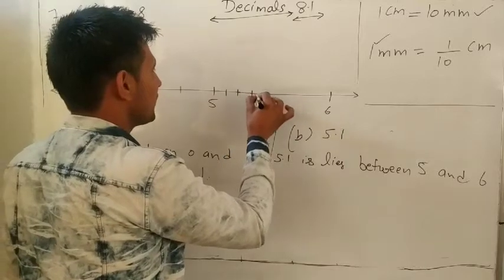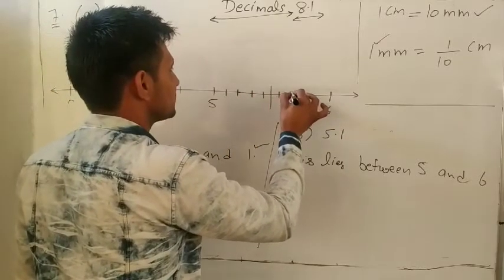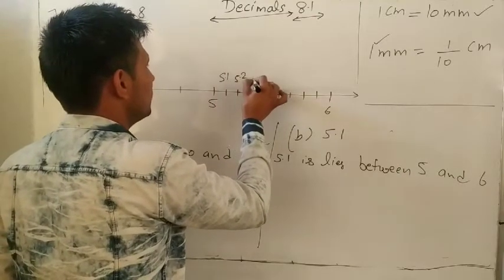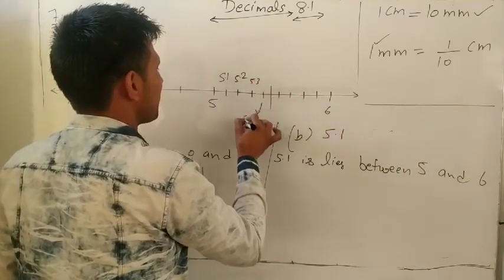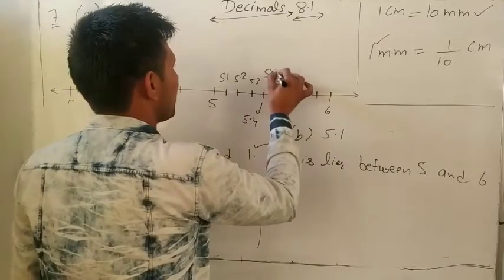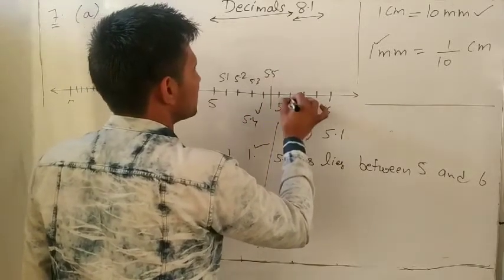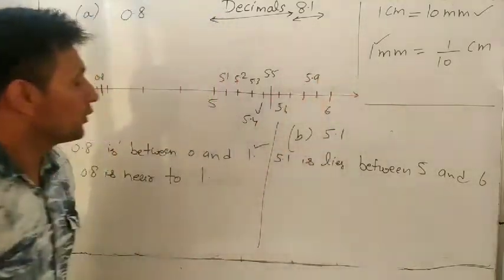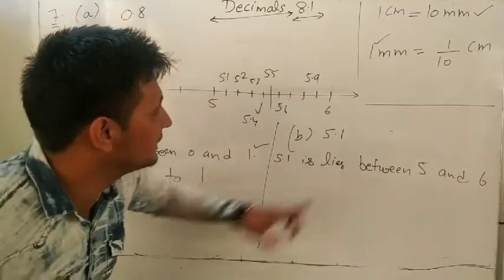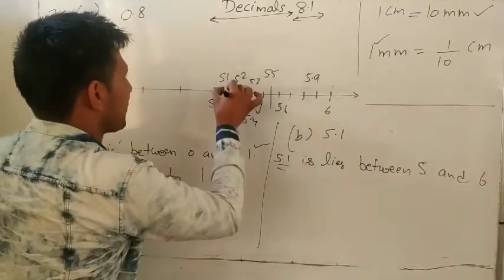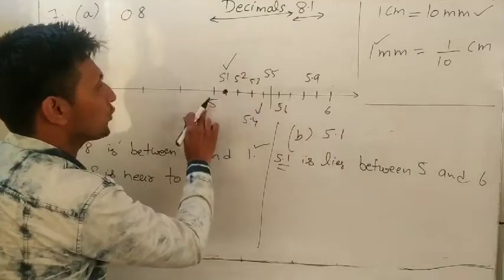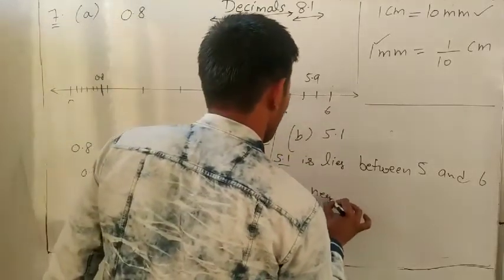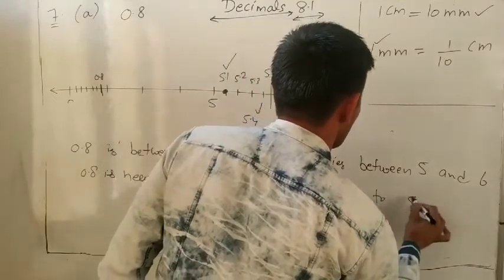1, 2, 3, 4, 5, 6, 7, 8, 9. So it means 5.1, 5.2, 5.3, 5.4, 5.5, 5.6, 5.7, 5.8, 5.9 and then 6. So tell me, 5.1 is near to which number? It is 5.1. So it is near to 5 or 6. It is right. 5.1 is near to 5.